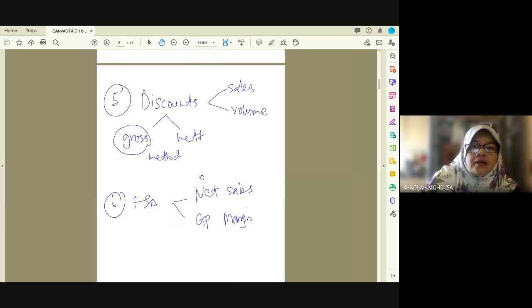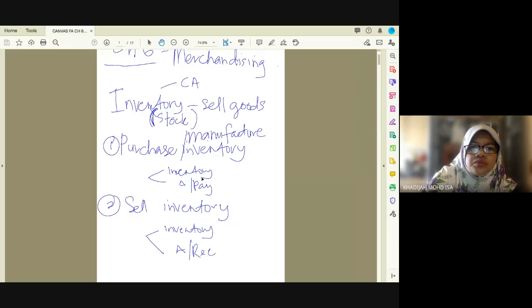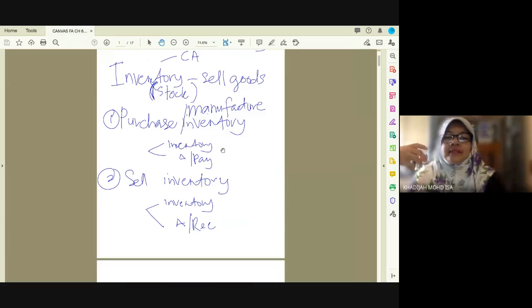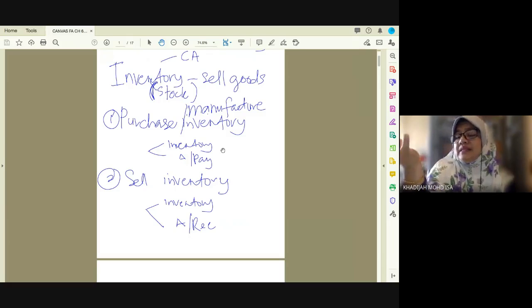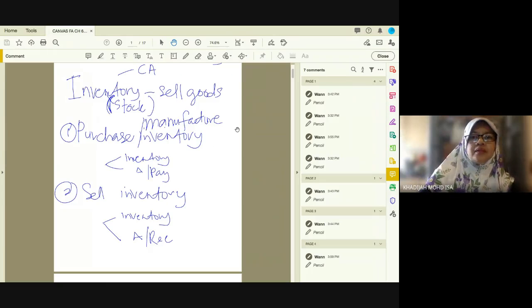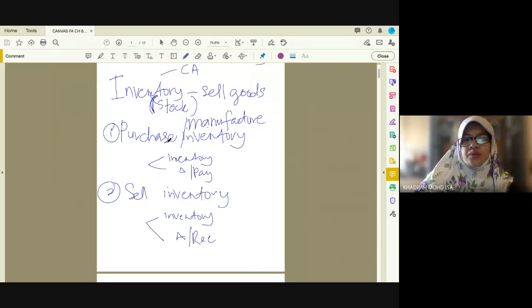So when you talk about the purchase of your inventory, remember that when you purchase inventory, normally it will involve accounts payable, or sometimes you pay your supplier by cash, so that will involve your cash.